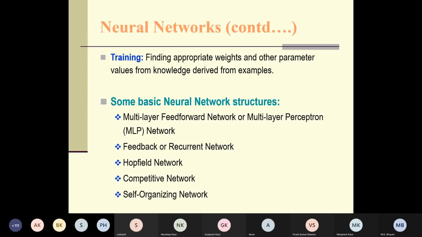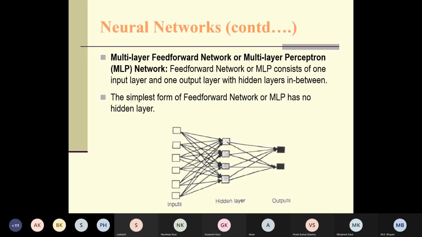Here you can see I have the inputs, the hidden layers, and the output layers. This is the multi-layer feed-forward network, called the multi-layer perceptron, MLP. Here also I have shown the MLP, the input layer, hidden layers, and the output layers, and the interconnections between the nodes, the interconnections between the neurons. Here you can see the feedback network, where mainly the output is fed back to the input.